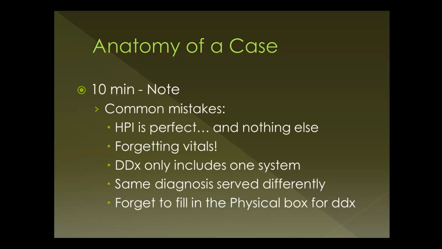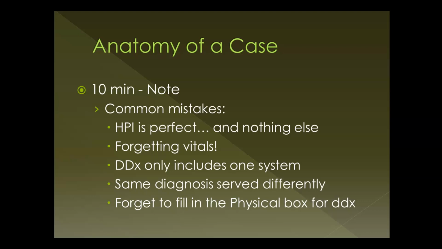So, common mistakes on the note. If your HPI is perfect and nothing else, you really haven't developed that differential. If you don't document the vitals, especially abnormal vitals, it's as if you never noted them. If your differential only includes a single system, try and branch out from GI to GU, from pulmonary to cardiac. Make sure your differential is broad enough. Try not to select the same diagnosis served differently. Doesn't show that you have a breadth of knowledge.